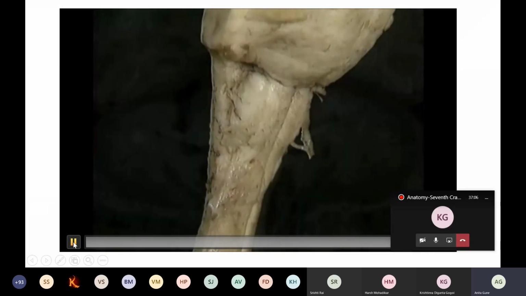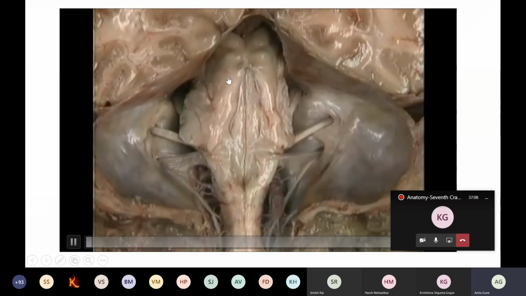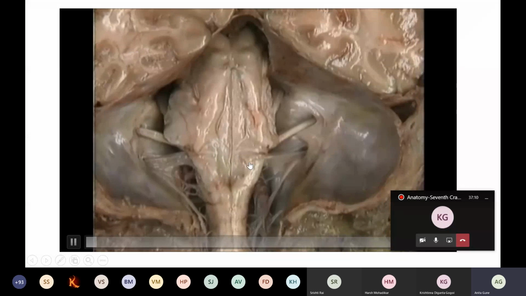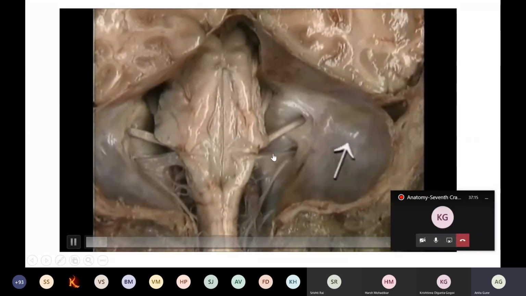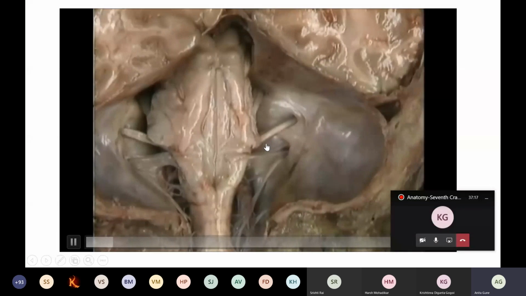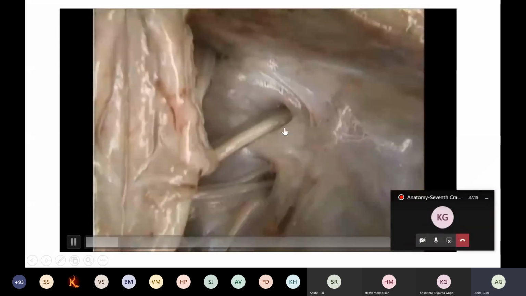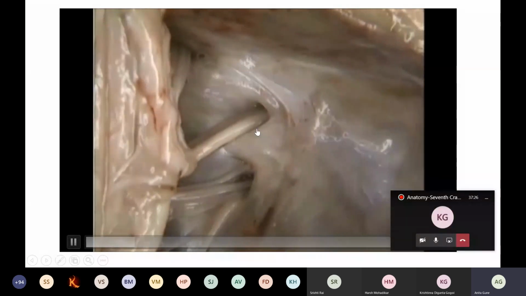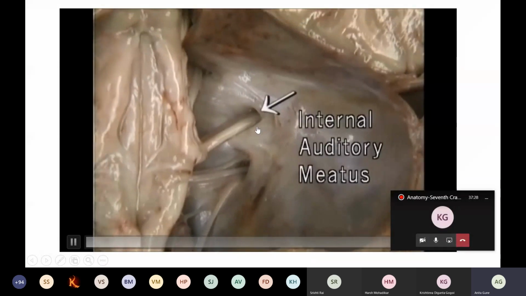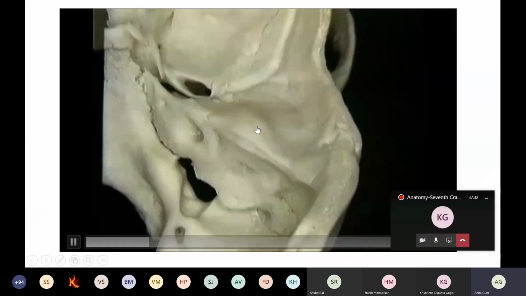Look at this video. This is the floor of the fourth ventricle. In the floor of the fourth ventricle, we have these nerves arising. The cerebellum has been removed. Coming from the lateral angle, you have the vestibulocochlear nerve over here. And just adjoining to that, you have the facial nerve. These nerves will arise from here. They will enter into the internal auditory meatus. Internal acoustic or auditory meatus is one and the same.